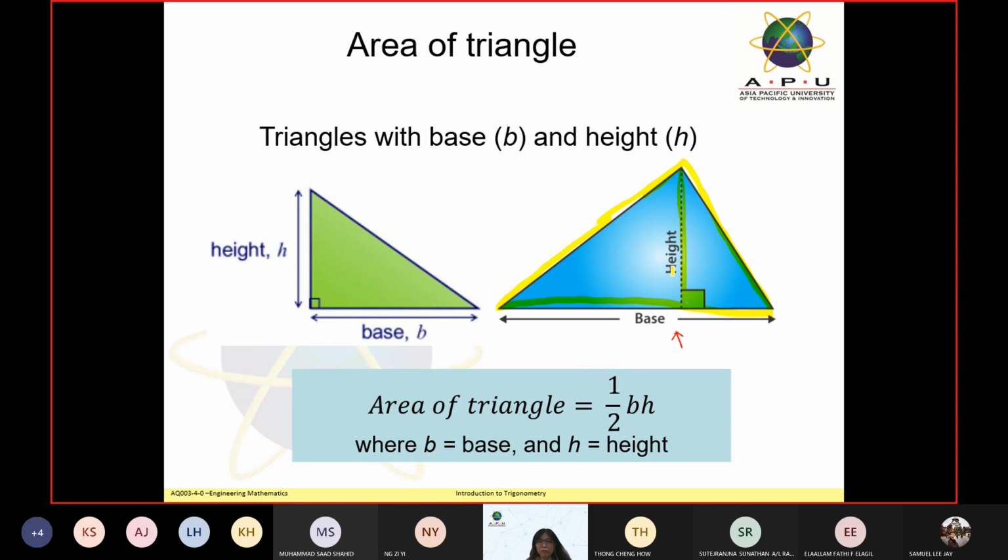So if we know this height and we know the length of the base, the area of this triangle can be calculated by 1/2 times the base, b, times h, which is the height. So we can calculate using this formula. Of course, we also have other formulas for the area of the triangle, which involve the angle and the length of the side. We look at that later.